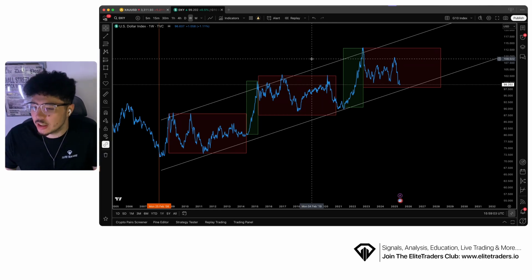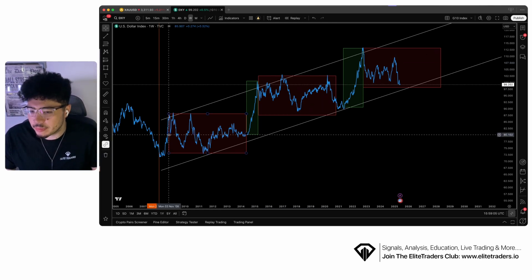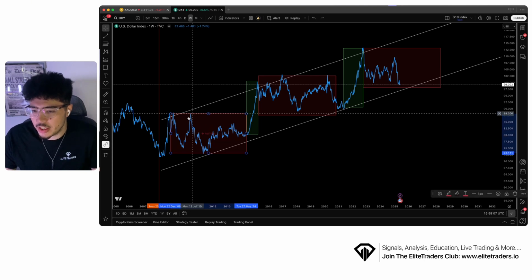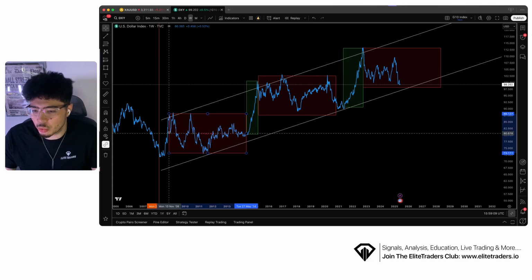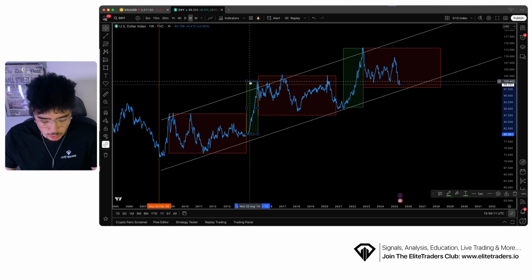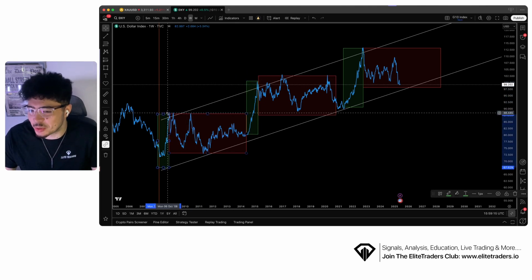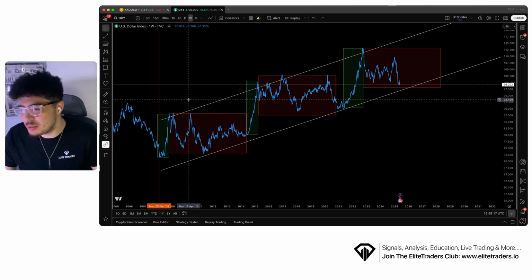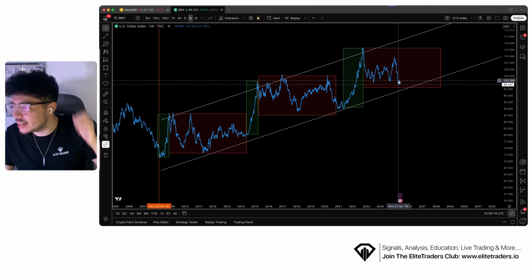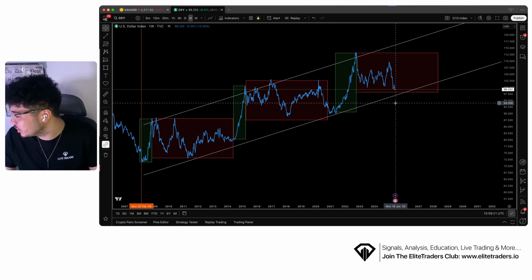So these are what we call cycles. This can be a tricky thing to grasp for new traders because it's not a great prediction tool, but it also can be quite a good prediction tool at the same time. What I mean by that is right now, the economics for the dollar are actually quite dire.